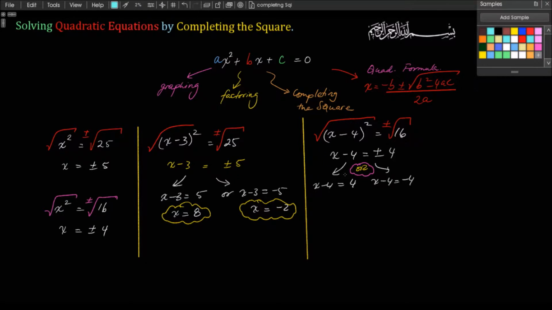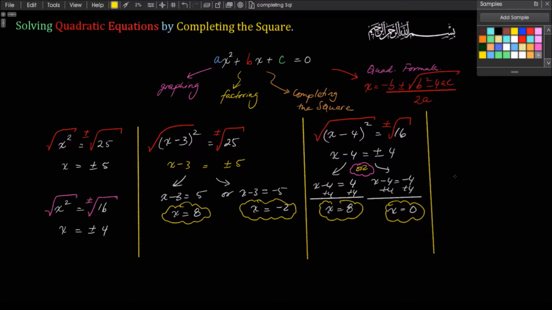Now you can turn this into two equations like this. x minus 4 is equal to 4, or x minus 4 is equal to negative 4, because there's a plus and a minus here. And then you can solve these by adding 4 to both sides. If you add 4 over here, you get x is equal to 8. And if you add 4 over here, you get x is equal to 0. So these are the two answers over here.